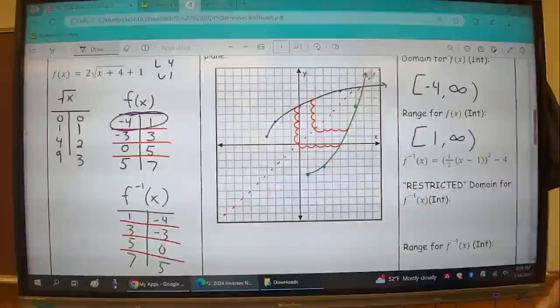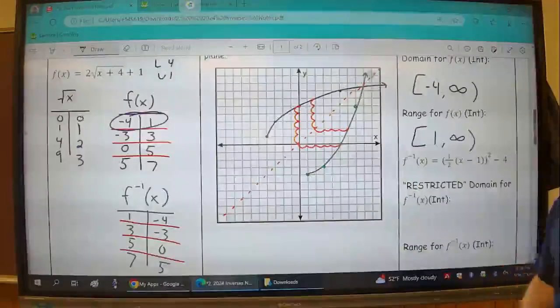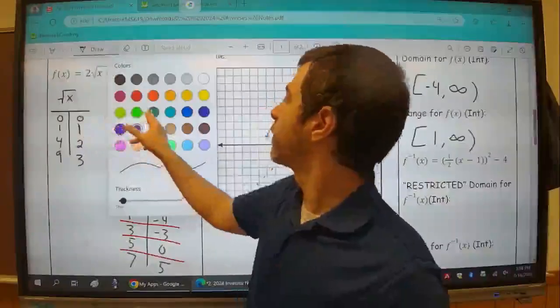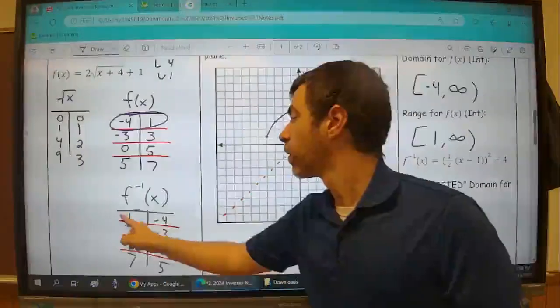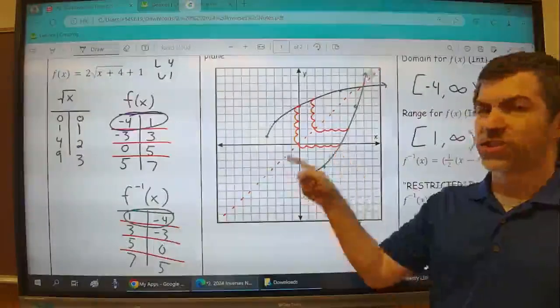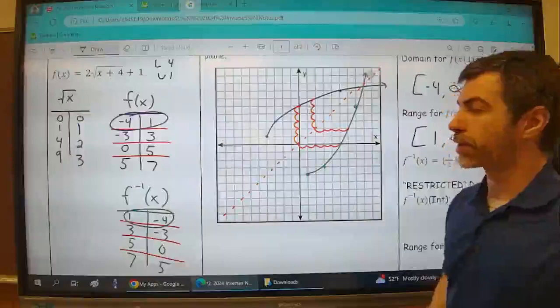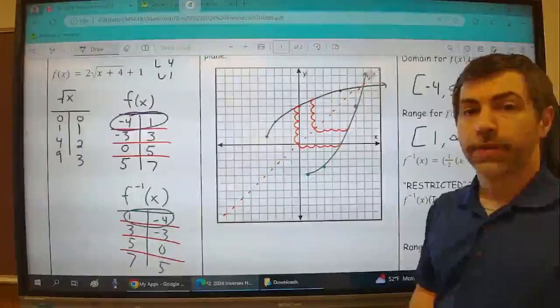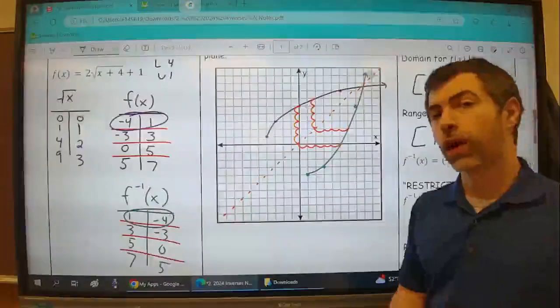If my purple function starts at (-4, 1), that means my inverse function starts at (1, -4). Since I have the inverted point, with x and y switched, my domain and range will also be switched.